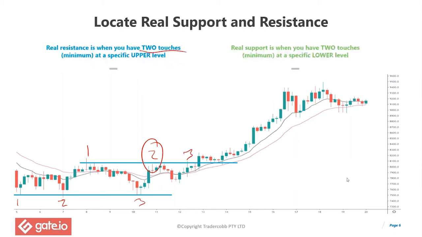So again, support, 2 tests at a specific region below us, the floor upon which we walk that supports our weight. 2 tests of resistance is above the current level of price. 2 tests of support is below. Again, keeping it very simple.